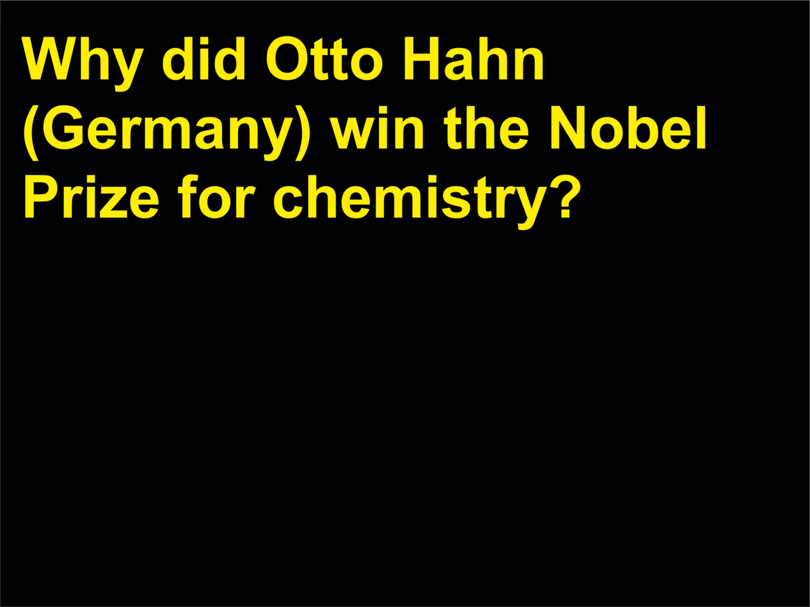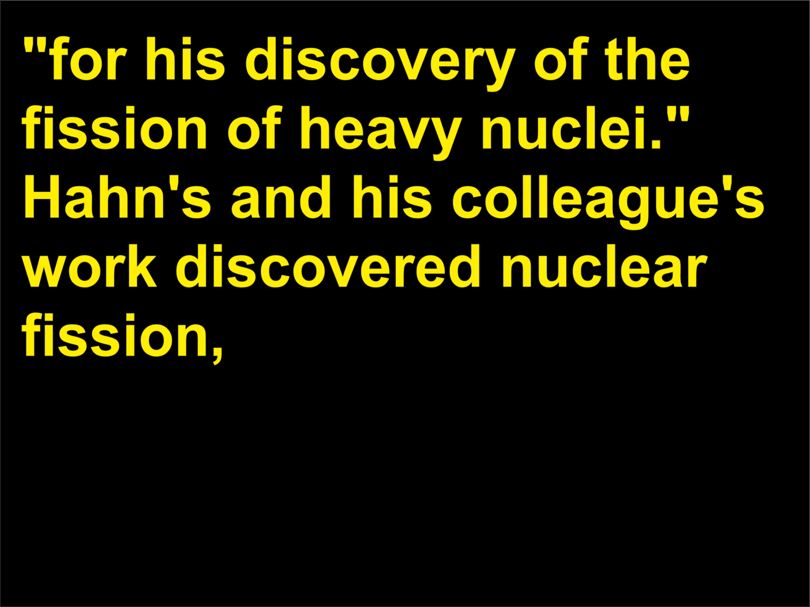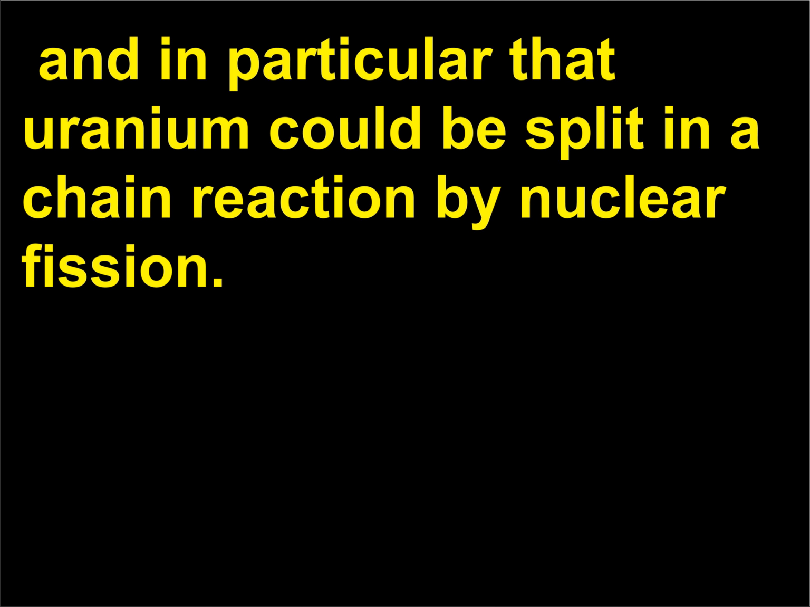Why did Otto Hahn, Germany, win the Nobel Prize for Chemistry? For his discovery of the fission of heavy nuclei. Hahn and his colleagues' work discovered nuclear fission, and in particular that uranium could be split in a chain reaction by nuclear fission.